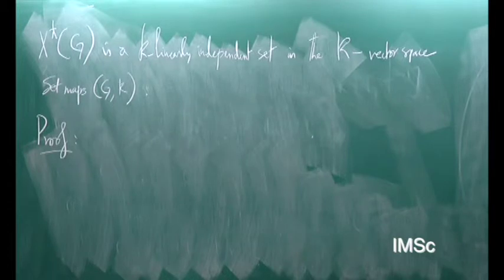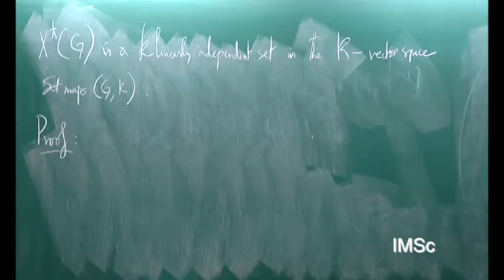Okay, so I have to show that a certain set, possibly infinite, is linearly independent. Linear independence refers to showing that there is no non-trivial finite linear combination. That's what you have to show. Okay, so let us do it.